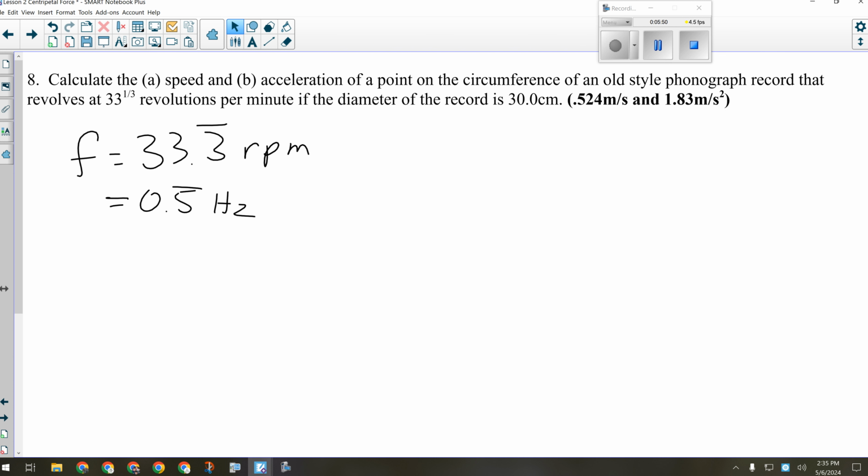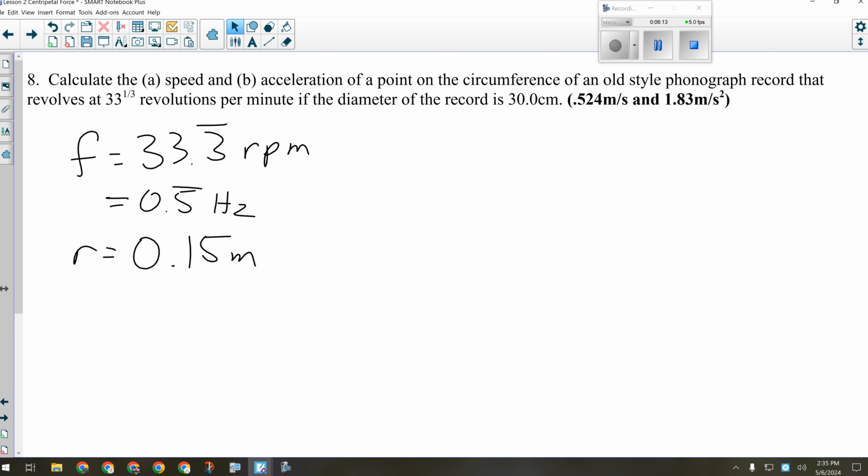Okay, the diameter of the record is 30 centimeters. Do we ever use diameter for anything? This has just got all kinds of tricks in it. That's why I picked it. I only want the radius: 0.15 meters. Heck, don't want centimeters either.